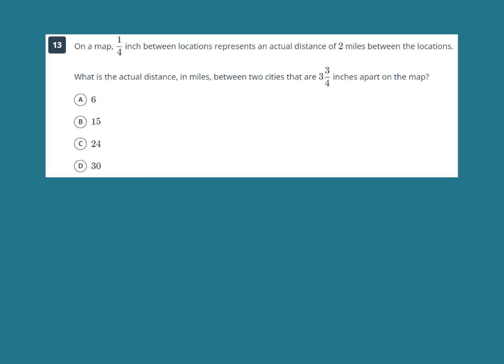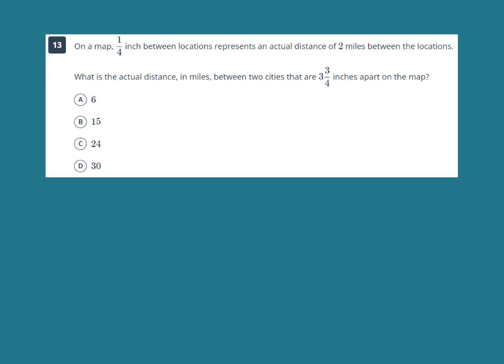Next, number 13. Well, it looks like this is the last of part 1. On a map, what do we have going on here? On a map, 1/4 inch between locations represents an actual distance of 2 miles. Okay, between the locations. What is the actual distance in miles between two cities that are 3 3/4 inches apart on the map? Oh, okay. Well, this should be easy enough.